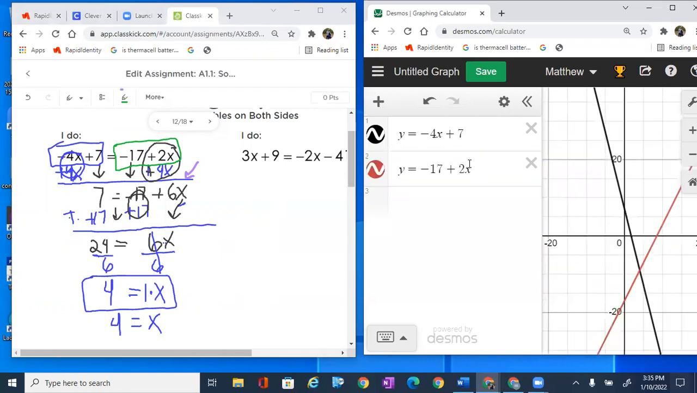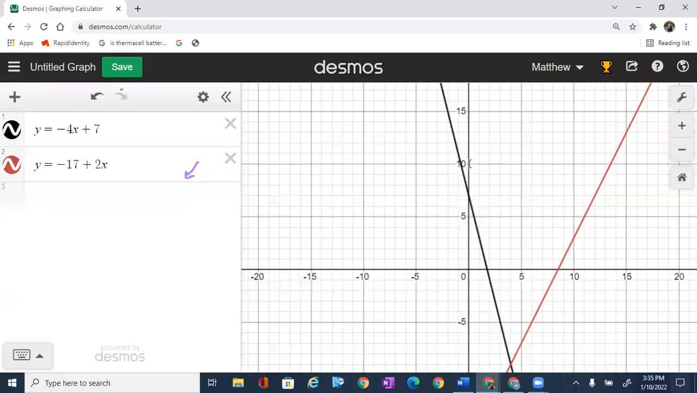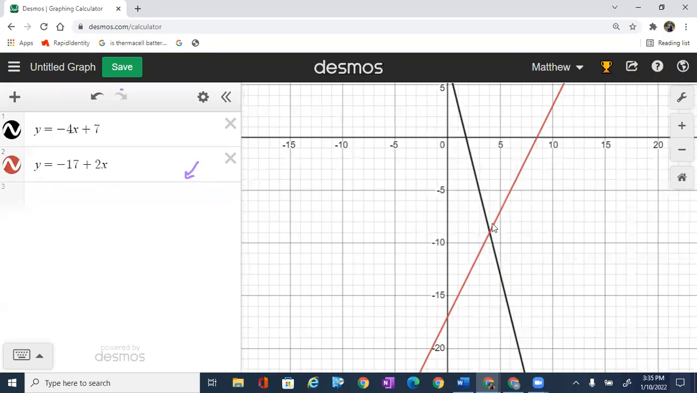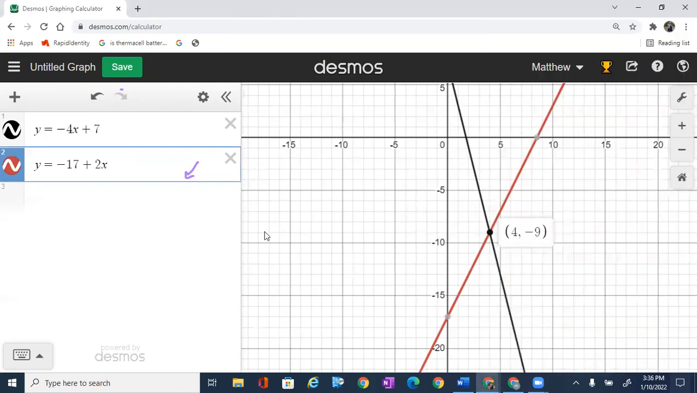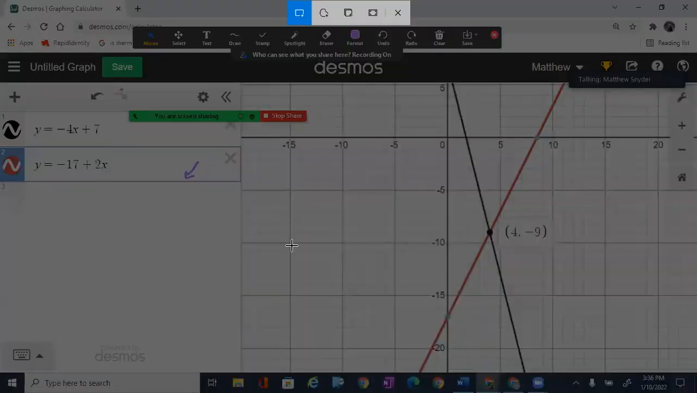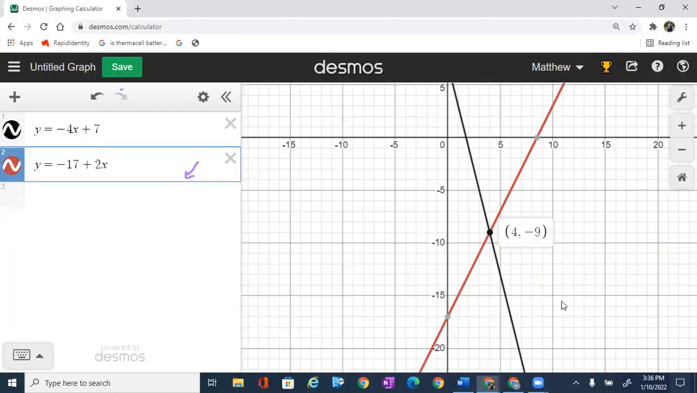And what I'm going to do is look for where they intersect. And you can see that the black line and the red line intersect right here at approximately 4, negative 9. And then just to verify my answer, especially when we do these assignments, I'm simply going to screenshot that work, and you'll see that it says x is equal to 4.